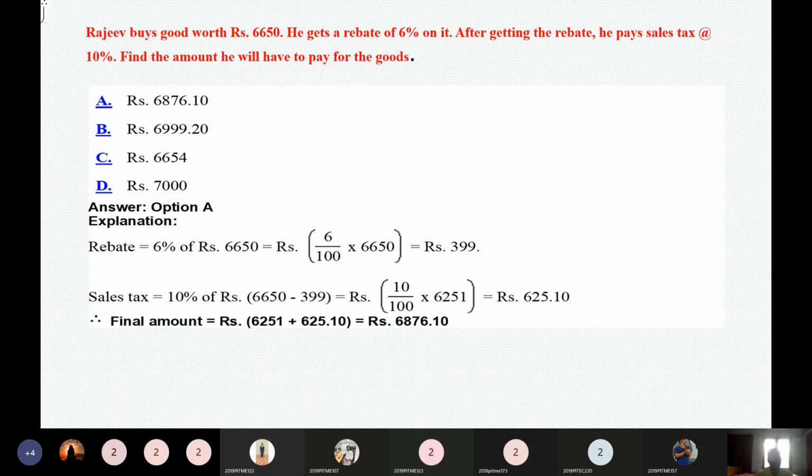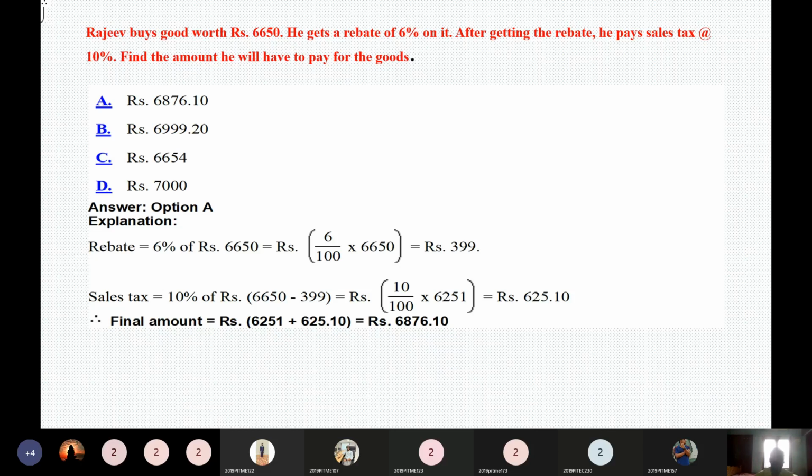So now you get the 6% of 6,650, because he gets the discount, right? So how do you get the 6% of 6,650? 6% means 6 by 100. You know that, right? 6% means 6 by 100. 7% means 7 by 100. 20% means 20 by 100. That is the meaning of it.